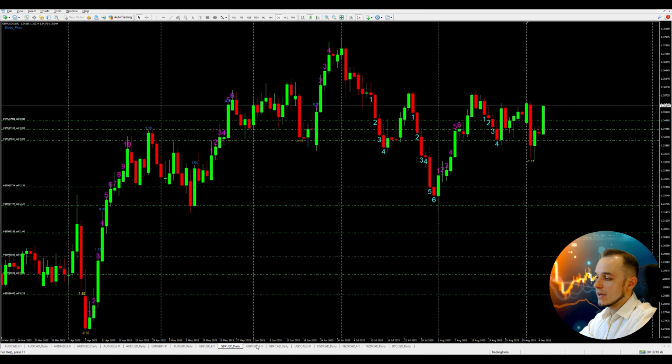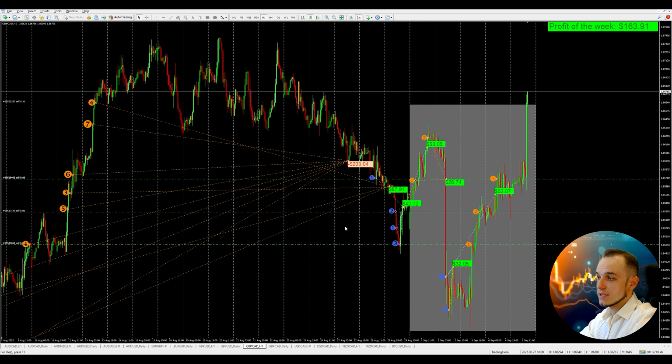The next currency pair is GBP CAD, and here you can see that the market actually was falling the first part of the week the same way as GBP USD. We fell over 2,000 pips, closed some trades with the profit that we were holding from the previous week and started gaining buying positions, then closed all these positions and started gaining selling positions. The profit of this week is $163.